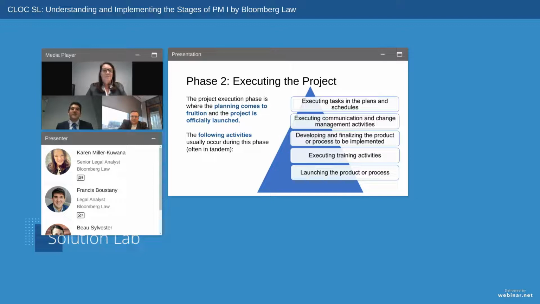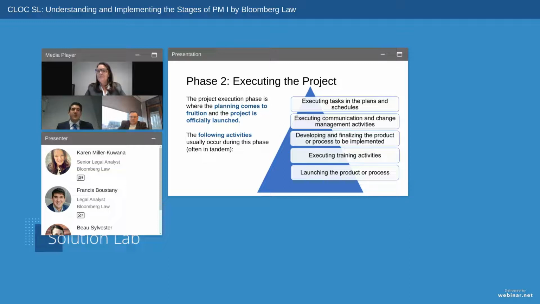And during this phase, the following activities occur, usually among others. First, executing tasks, plans, and schedules. Lots of effort goes into these in the planning phase, and the execution phase is where many of the activities occur. Executing communications and change management activities, developing and finalizing the product or process to be implemented, executing training activities, and launching the product or process itself.